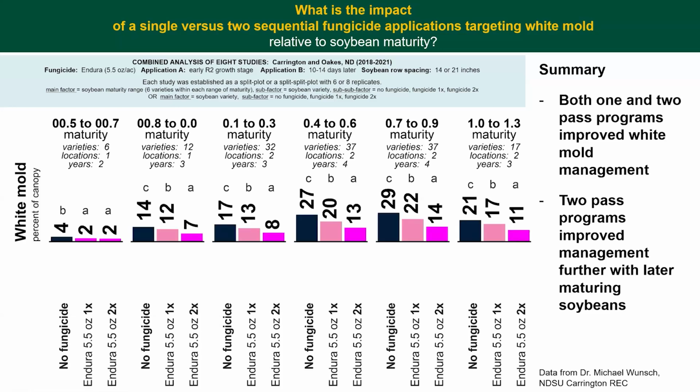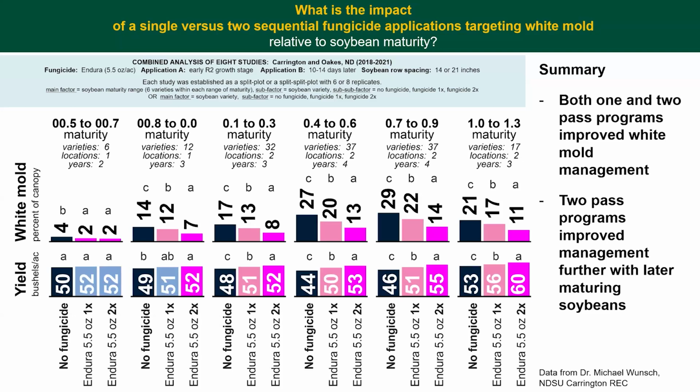Then looking at white mold, again thinking about that white mold severity index, and then our yield here. What we can find, just looking across these maturities for white mold development, is that white mold levels are highest in the higher maturities than in the lower maturities, again because of that flower presence and the timing of those. And we do see that in these lower maturities, the Endura 1-pass and 2-pass programs had very little effect on yield.